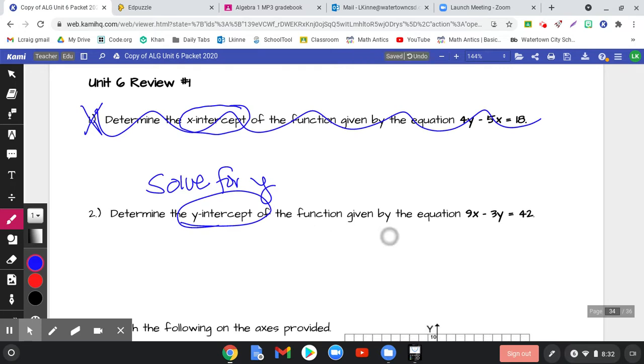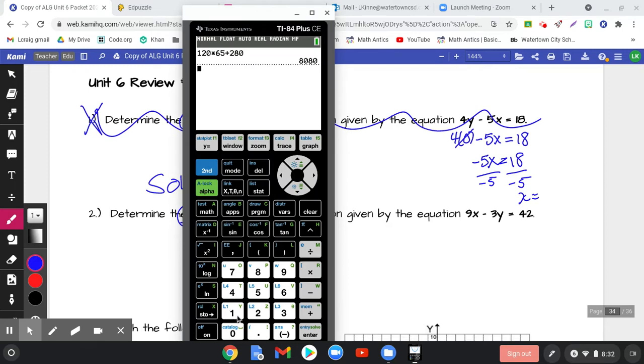x-intercept, remember that's where it hits the y-axis, or excuse me, the x-axis, so your y value would be 0. So basically you just plug 0 in for y and solve for x. So you'd be left with, this would be 0. So negative 5x equals 18. Divide by negative 5. And your x value, where that would hit, let's go to our calculator. 18 divided by negative 5 would be negative 3.6.